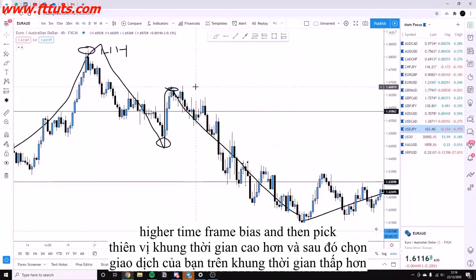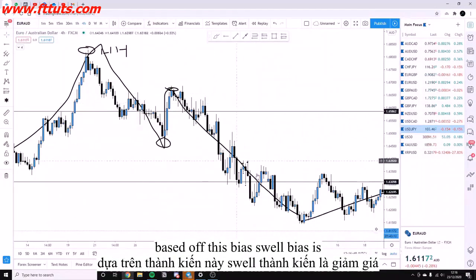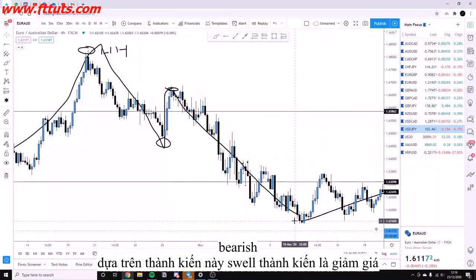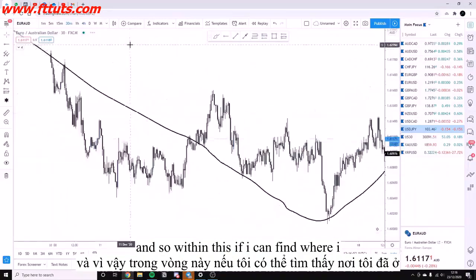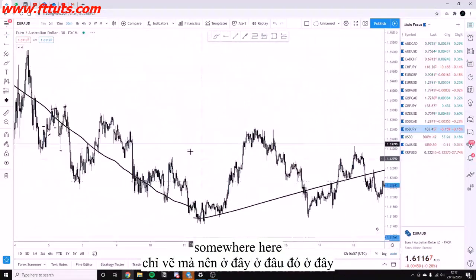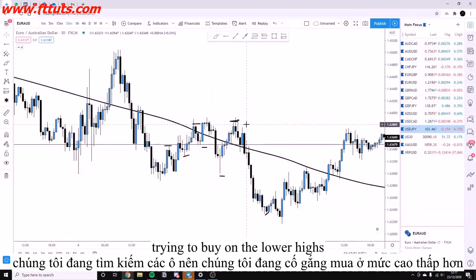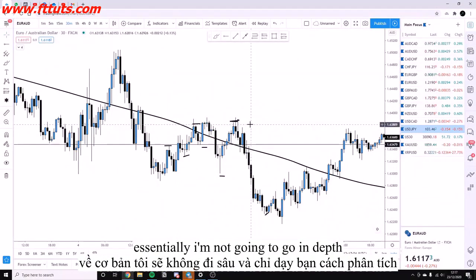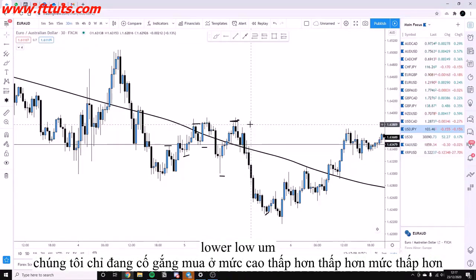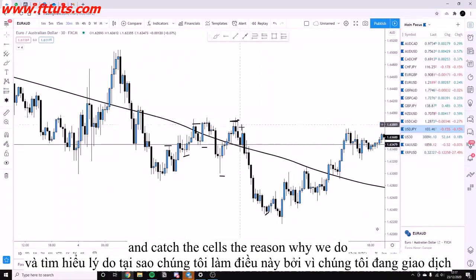That's why you've got to focus on the higher time frame bias and then pick your trades on the lower time frame based off this bias. So our bias is bearish. So within this, if I can find where I was just drawing, which should be here somewhere, here, we're looking for the sells. Essentially, I'm not going to go in depth and teach you how to analyze just yet. We're just trying to sell on lower highs and make that next move downwards and catch the sells.